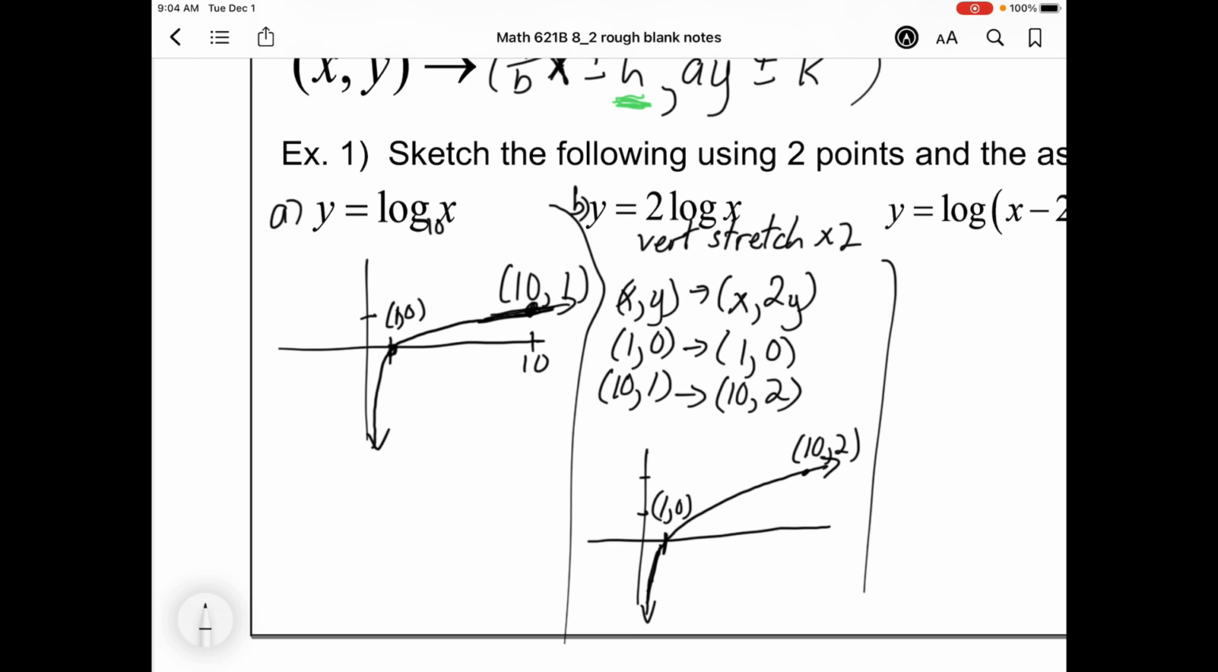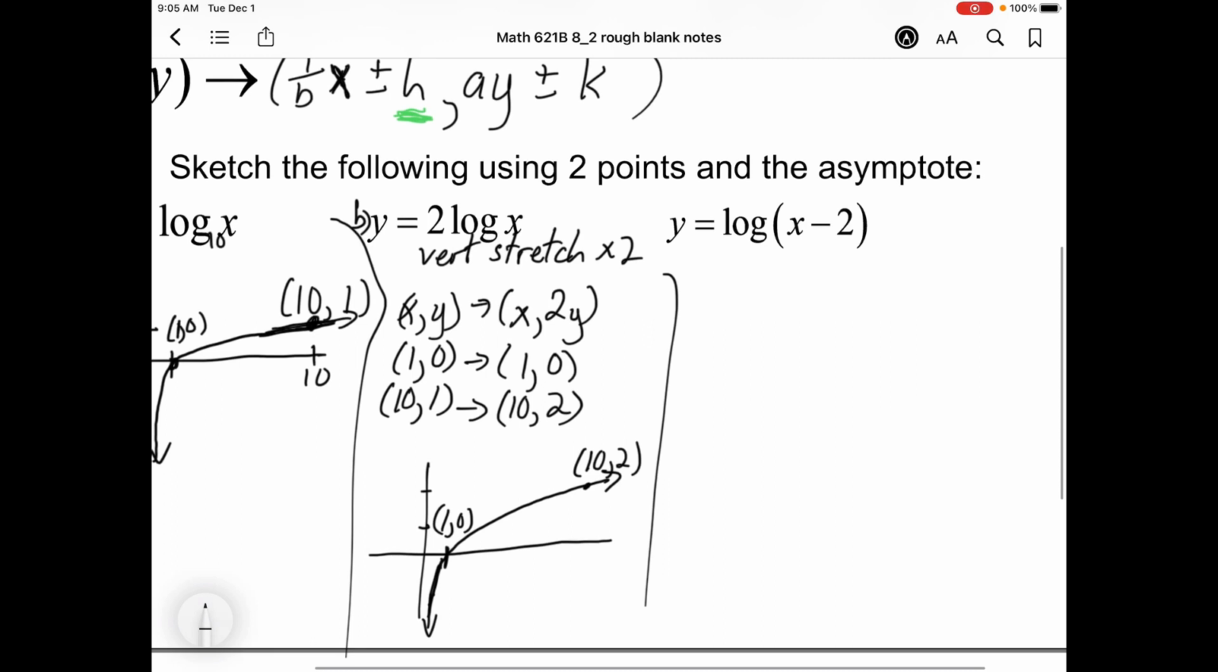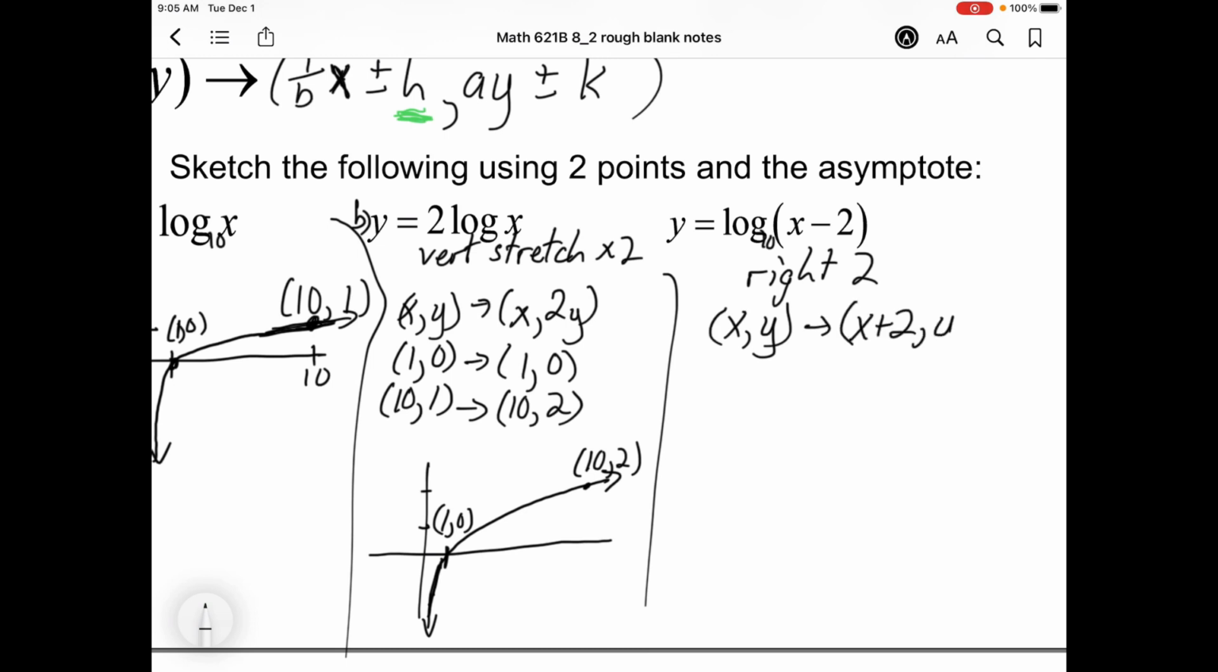And some of you will be able to do that without mapping, but of course when things get rough, we may want to map. Here's another important one. We've got log of x minus 2, so again, the base is assumed to be 10. This one is going right 2. Alright, so as a map, if I wanted to map it, I'm just adding 2 to my x values.